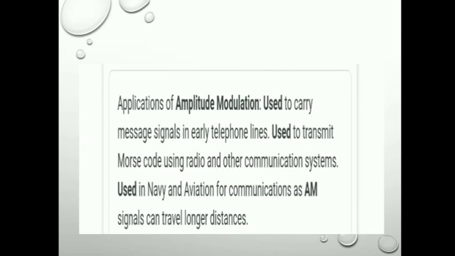Now I'm going to give the applications of amplitude modulated waves. Amplitude modulated waves are used to carry message signals in early telephone lines, and are used to transmit Morse code using radio and other communication systems. This modulation is used in the navy and aviation for communication, as AM signals can travel longer distances. This is the use of amplitude modulation.